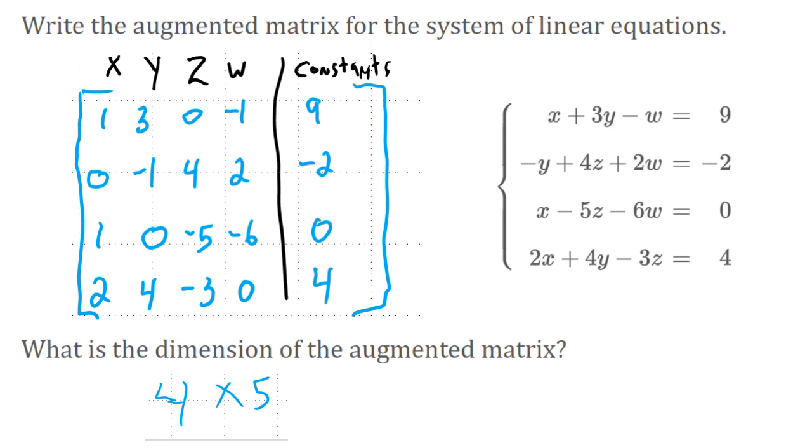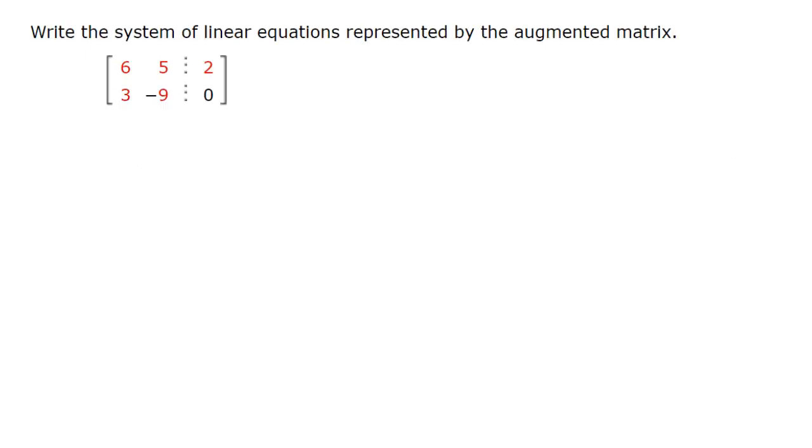Okay, so I converted my linear system into its augmented matrix form. Now to determine the size, or the dimensions, of my matrix, I count the number of rows. I had 1, 2, 3, 4 rows. Now I need to count the number of columns. I have 1, 2, 3, 4, 5 columns. So the dimensions of the matrix is a 4 by 5 matrix. Okay. All right. Easy stuff, I hope.